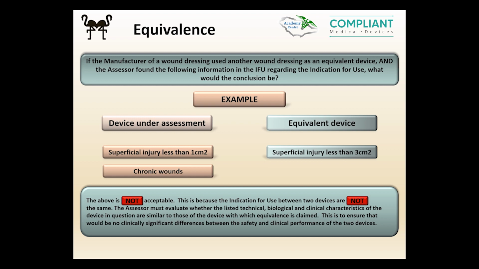In summary, in this video, we have learned what criteria are to be followed in order for equivalence to be demonstrated. We have gone through clinical, technical, and biological characteristics, and we have learned that a manufacturer must base these justifications on scientific evidence, which means they must have access to data for the device they are claiming equivalence to. Thank you.